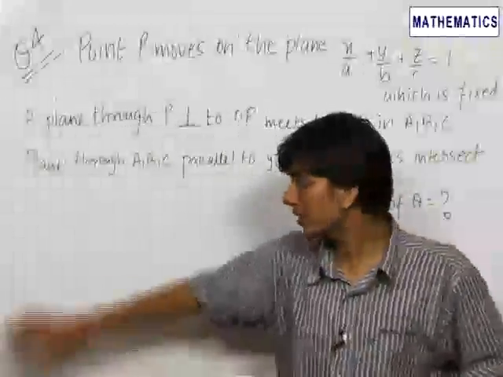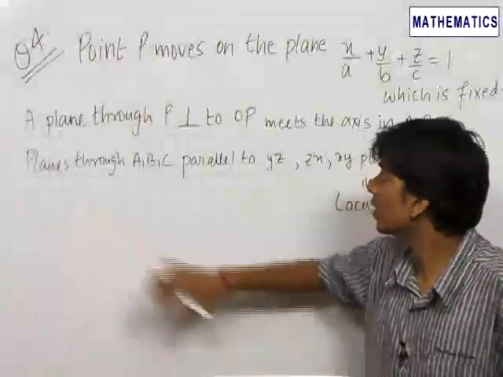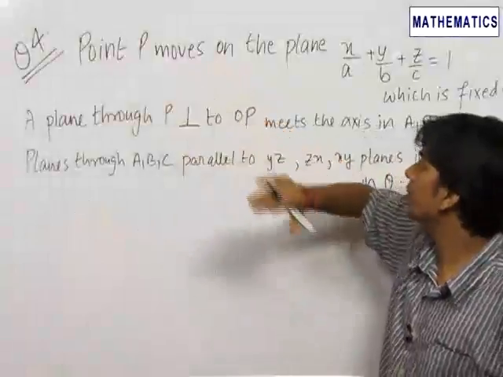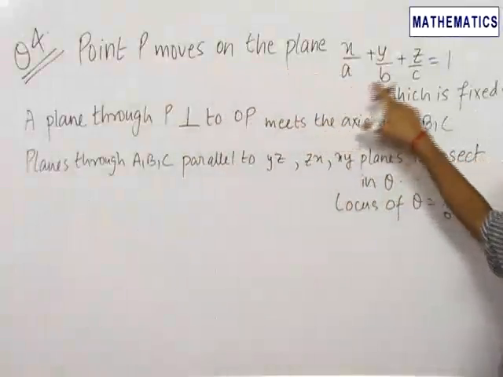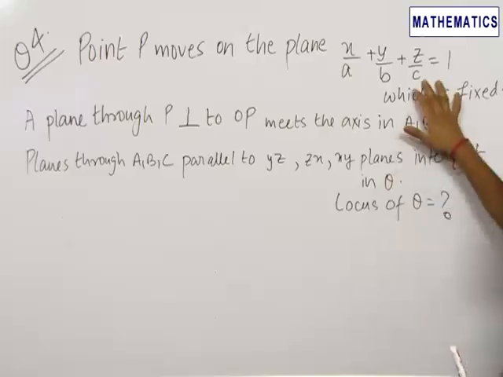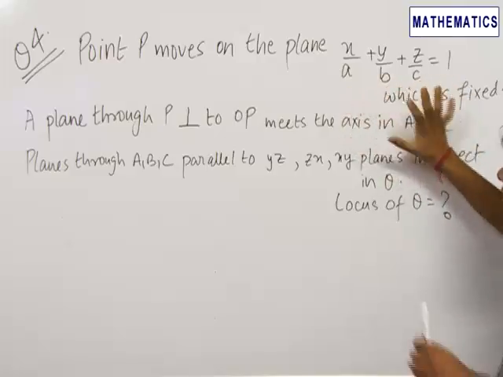The fourth question that we have is a very conceptual and a very interesting question. It is given that a point P moves on the plane given by x upon a plus y upon b plus z upon c is equal to 1. This is a fixed plane, that is, the values of a, b, c are fixed.